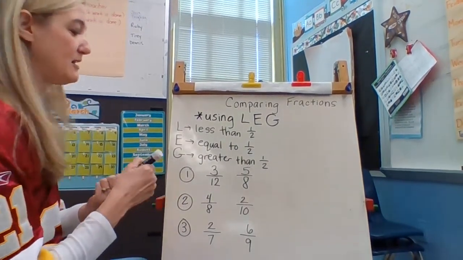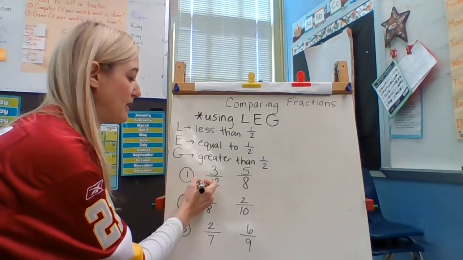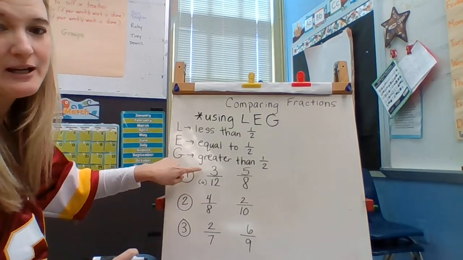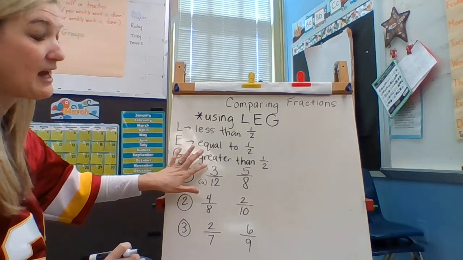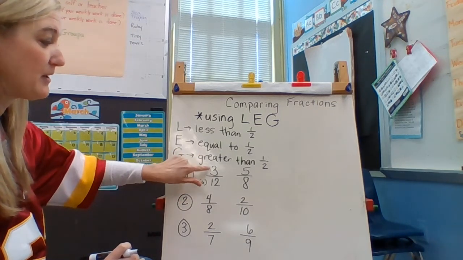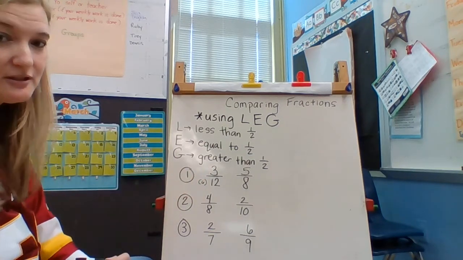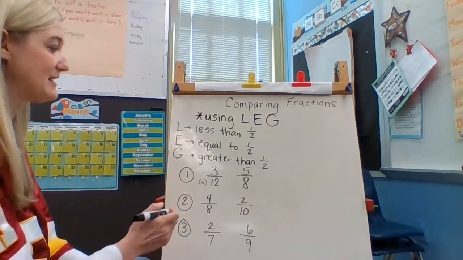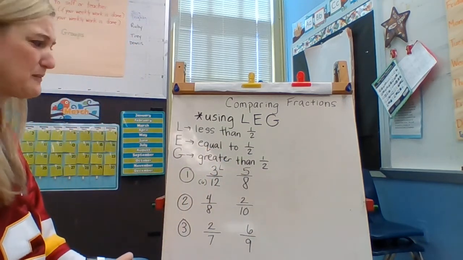All right, so number one, we have 3/12 and 5/8. I'm going to look at the denominator of the 12, and I know that half of 12 is 6. So if my numerator was 6, then this would be equal to 1/2. But I have the number 3 at the top, so I have to ask, is 3 less than, equal to, or greater than 6? And I know that it's less than.